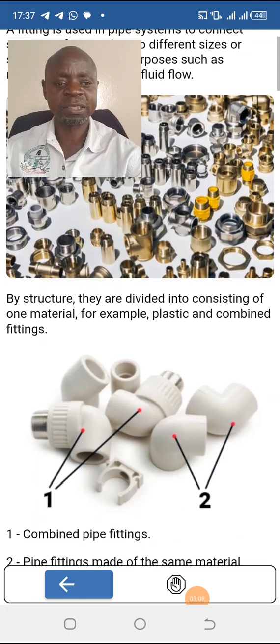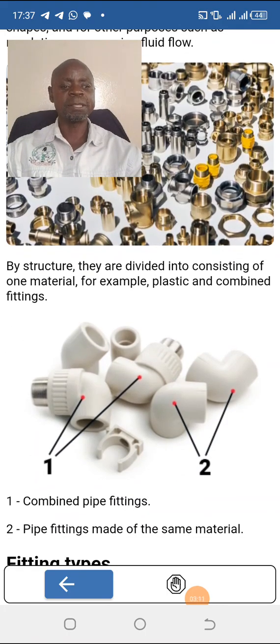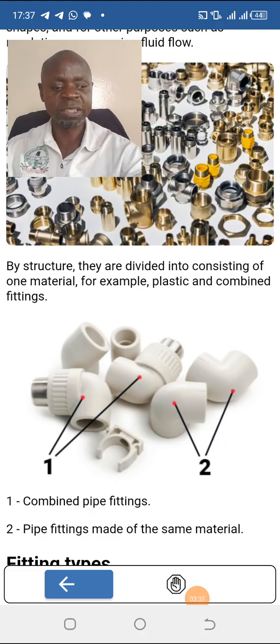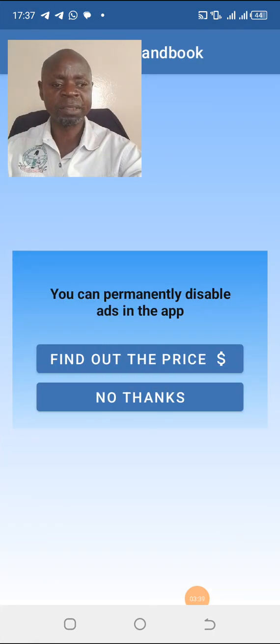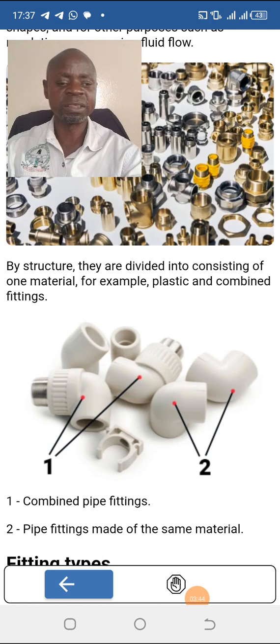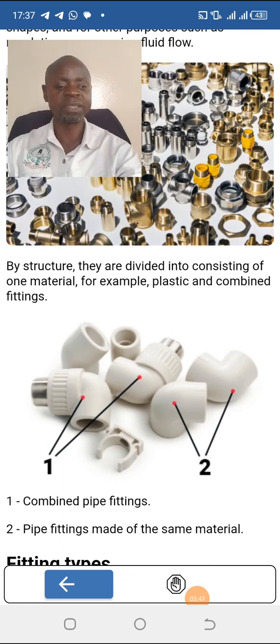Okay. As you can see on the screen, by structure they are divided into fittings consisting of one material, for example plastic, and combined fittings. In short, we are talking about a fitting that can be connected to various materials. I'm giving you the example of what you have seen here. You have seen the pipe, a fitting number one, combined pipe fitting.